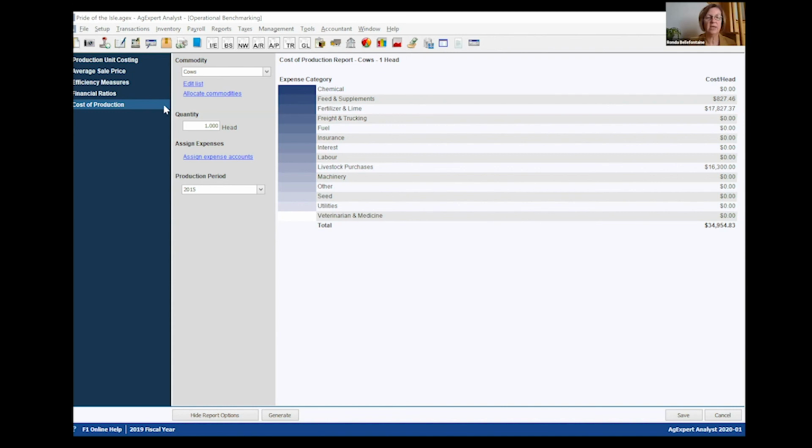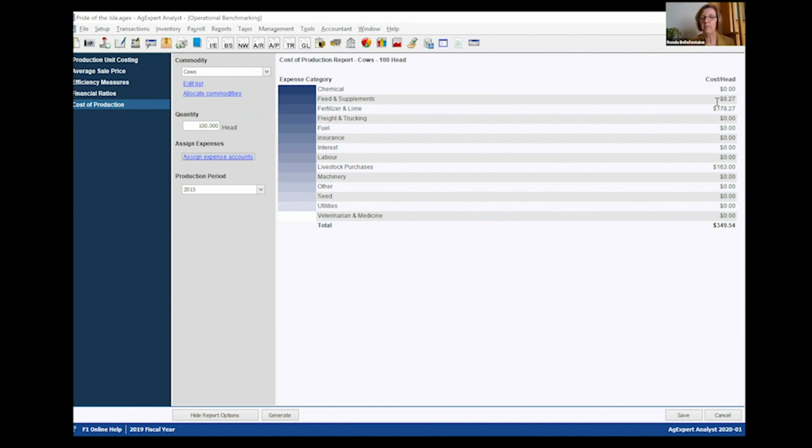And then when I put in the number of, so let's say we have 100 cows, and you can do this with acres. The quantity, the unit of measure here will depend on the commodity up here that you're choosing to evaluate in terms of cost of production. So if I have 100 cows, and if I had all of this mapped, these numbers would be accurate.